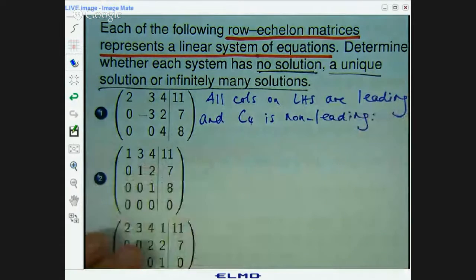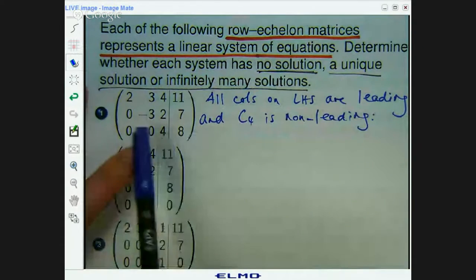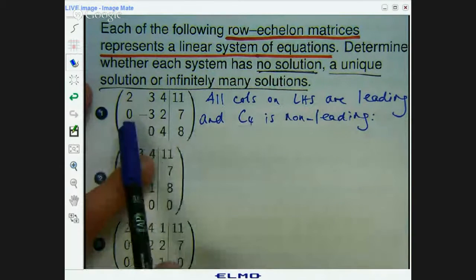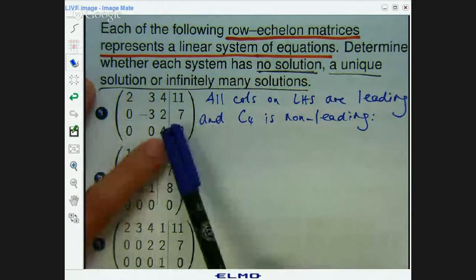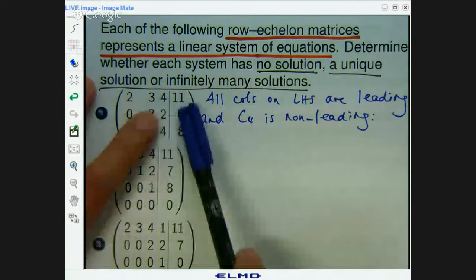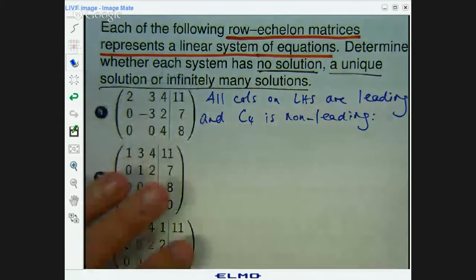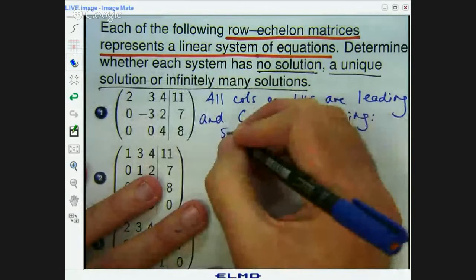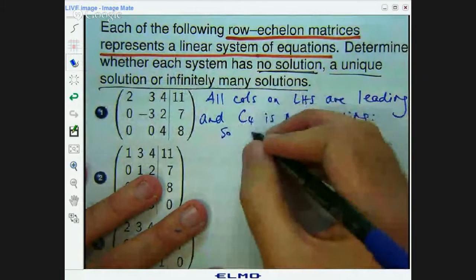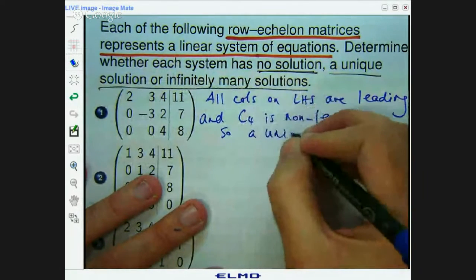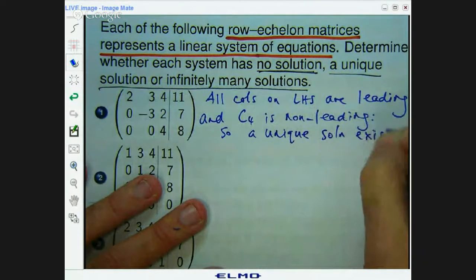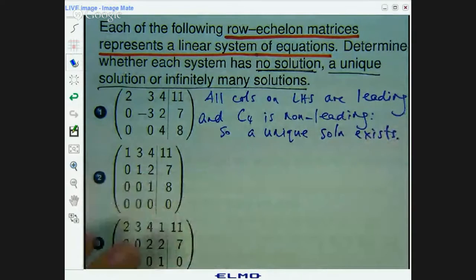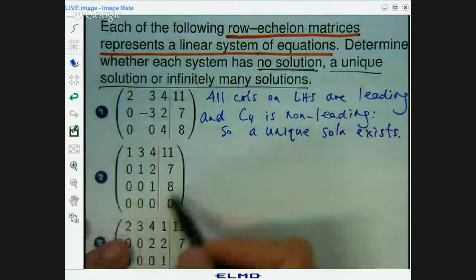Okay, so what does that mean? Well, you can kind of work it out. From row 3, it says 4z equals 8, say. So z equals 2. You can back sub that into there and get y, back sub that into there and get x. So there is a unique solution. One and only one solution. Okay? Let's have a look at this matrix now.